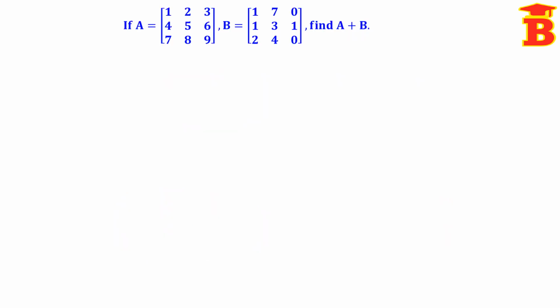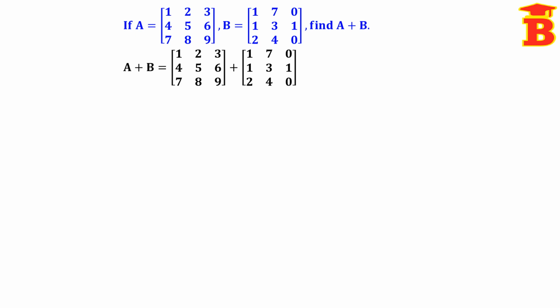If the matrix A and B are given, then we have to find A plus B. So here the two matrices are given. We have to find A plus B. So A plus B equal to, take and write the two given matrices. First matrix 1, 2, 3, 4, 5, 6, 7, 8, 9 plus second matrix 1, 7, 0, 1, 3, 1, 2, 4, 0. Here note that these two matrices are of same order.